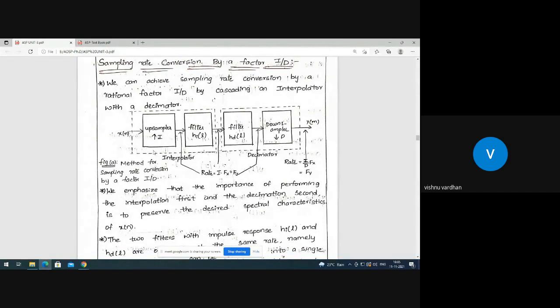So in the interpolator, the upsampler is the first block followed by the filter. In the decimator, the first block is the filter and the second block is the downsampler. See here, the interpolator rate is given by I into Fx, whereas the decimator rate is Fx by D. Since it is already interpolated, you are getting I Fx by D. Otherwise, it is Fx by D.